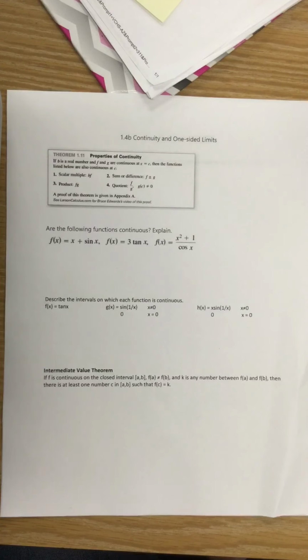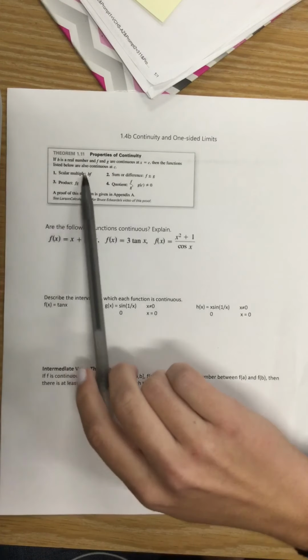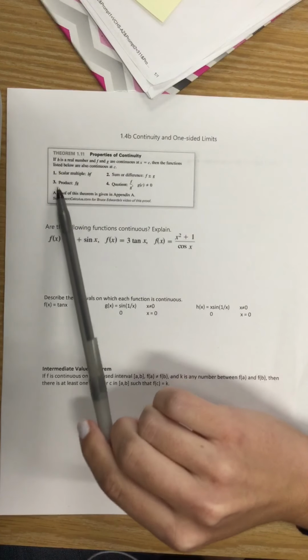Hello! Today we're doing 1.4b, continuity and one-sided limits. So yesterday we talked about one-sided limits coming from one side or the other. Today we're going to talk about some more properties of continuity.